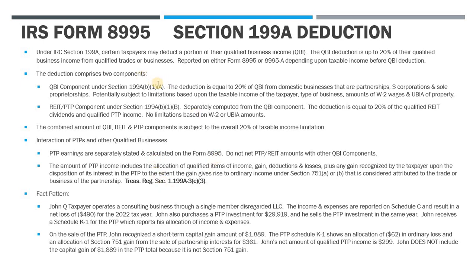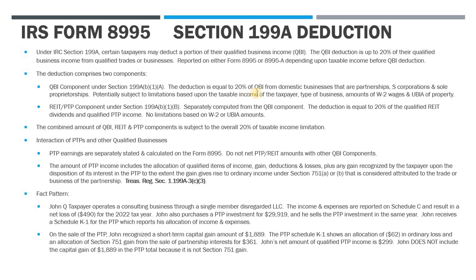But the QBI computation and the deduction is reported on the 8995 or the 8995-A, and this generally grants you up to a 20% deduction on your qualified business income, so it lowers your overall taxable income. Now, the deduction comprises two separate components, and that's what we're going to see on the 8995: these are separately stated and separately calculated before they're combined.